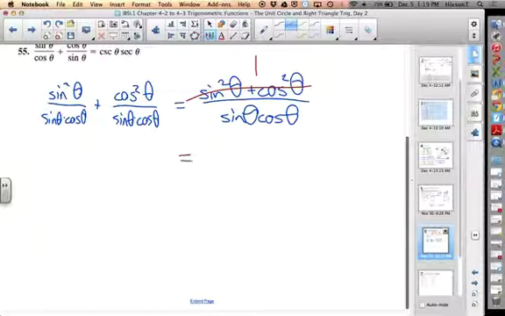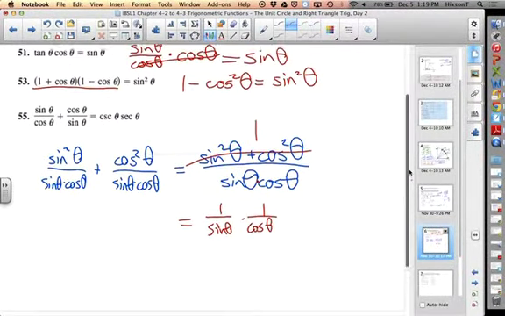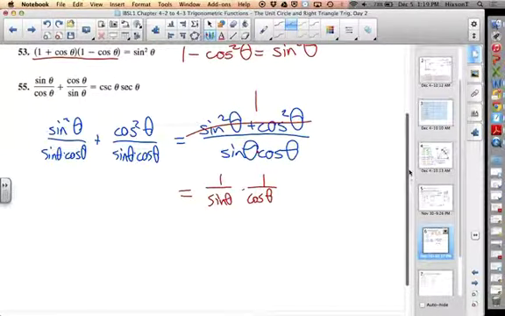Now, because this is multiplication, we could separate it into 1 times sine of theta times 1 times cosine of theta. That equals cosecant times secant. Okay? Does that make sense to everyone now?